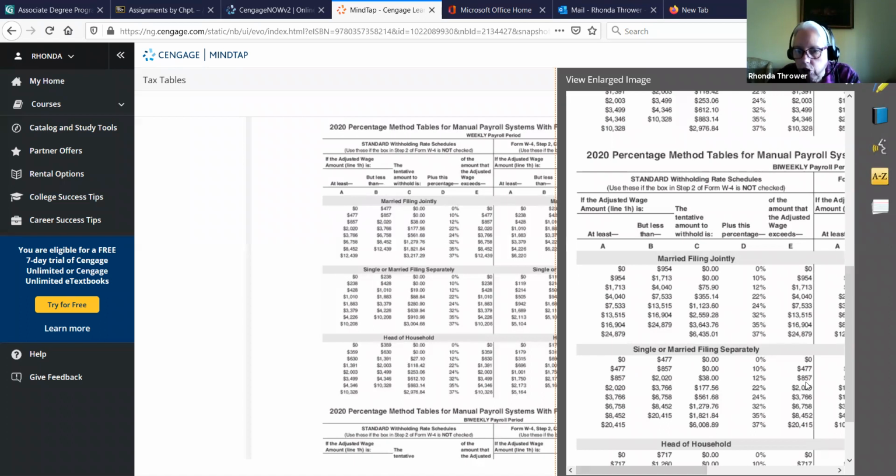I'm going to take 857 from my salary amount. So my salary amount was 1,200. I'm going to subtract 857 from that. So salary 1,200 minus 857 gives you $343 that's going to be taxable at this 12% rate. So we're going to multiply 343 times 12%.